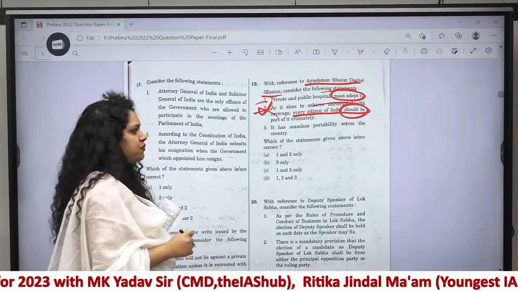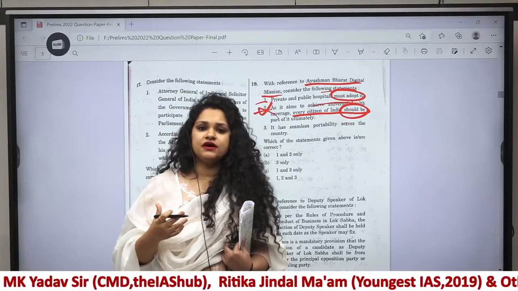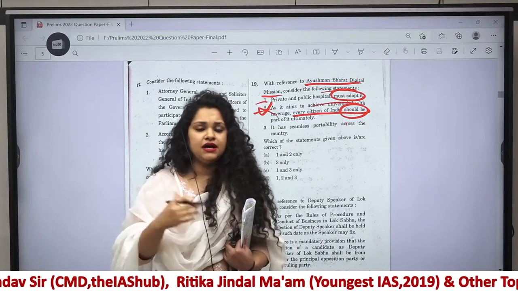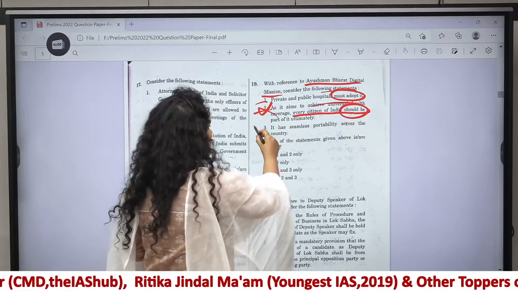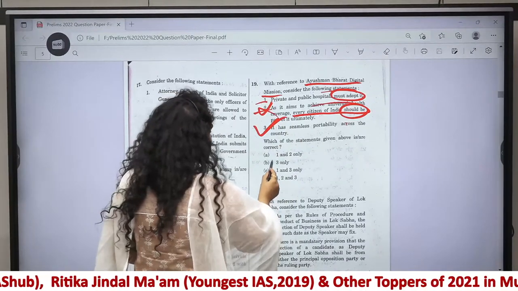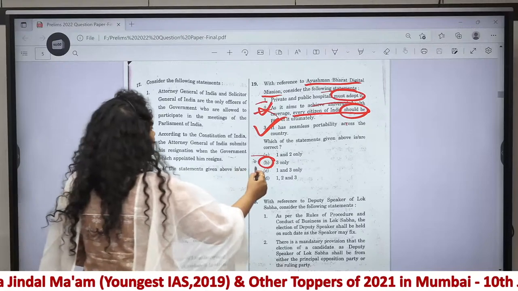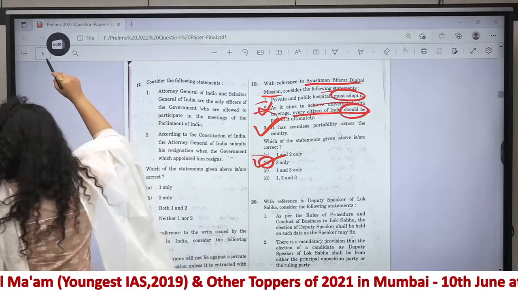It has seamless portability across the country, which is one of the objectives of digital health policy as well, in case of India. So we would only say that the third statement is correct, right? So for this, I would go with option B as the correct option. Okay.